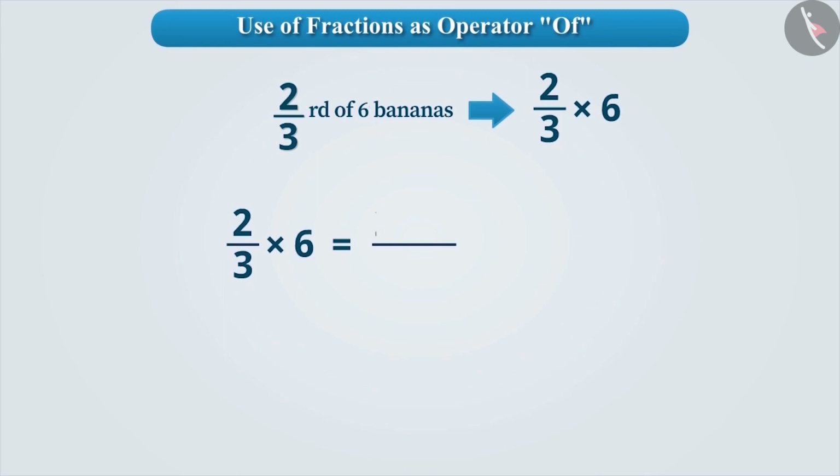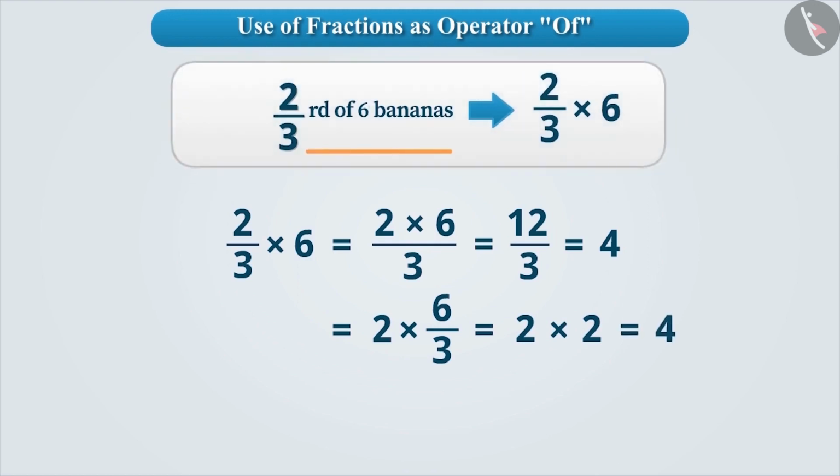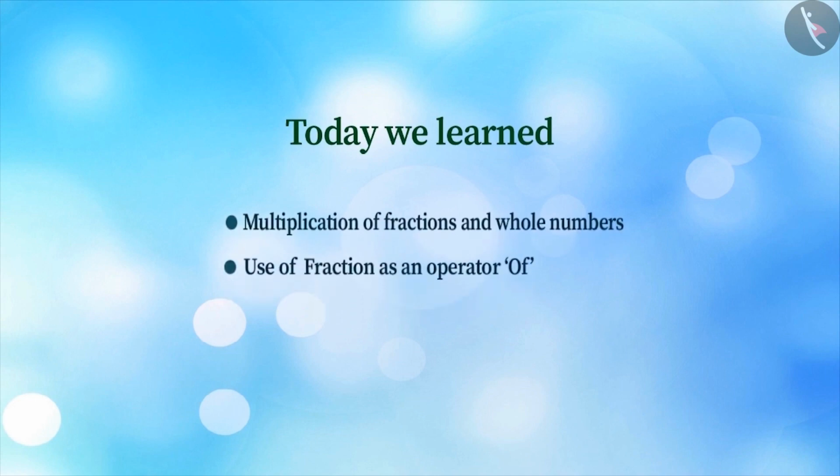One way to solve that is that first we can multiply the numerator 2 by 6 and then divide the result 12 by 3. This would give us the result 4. We can also solve this using another method. First, we divide 6 by the denominator 3 and then multiply the result 2 to the numerator 2. This also results in 4. Thus, fractions are used in the form of operator of. Today, we have learnt multiplication of fractions and whole numbers and the use of fraction as an operator of. In the next video, we will learn about multiplication of 2 fractions.